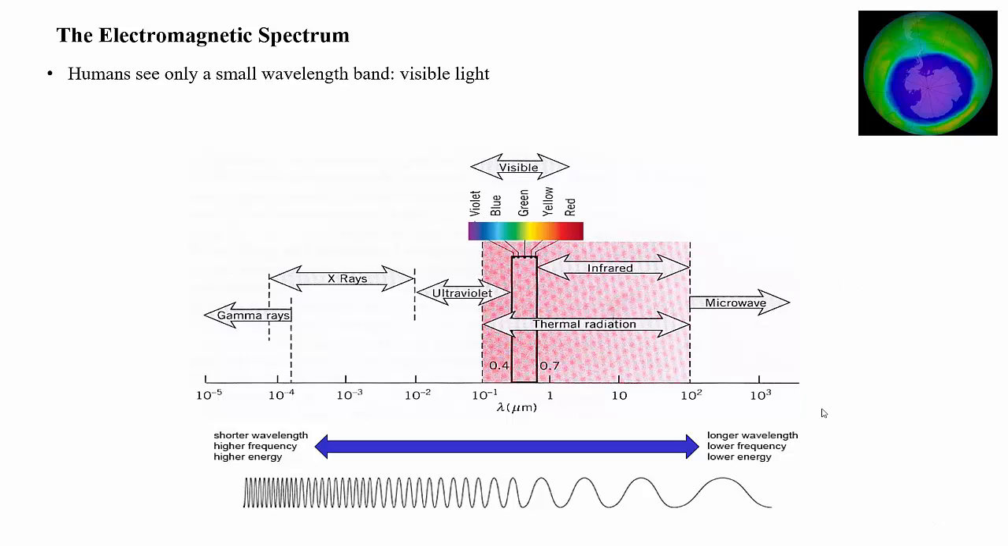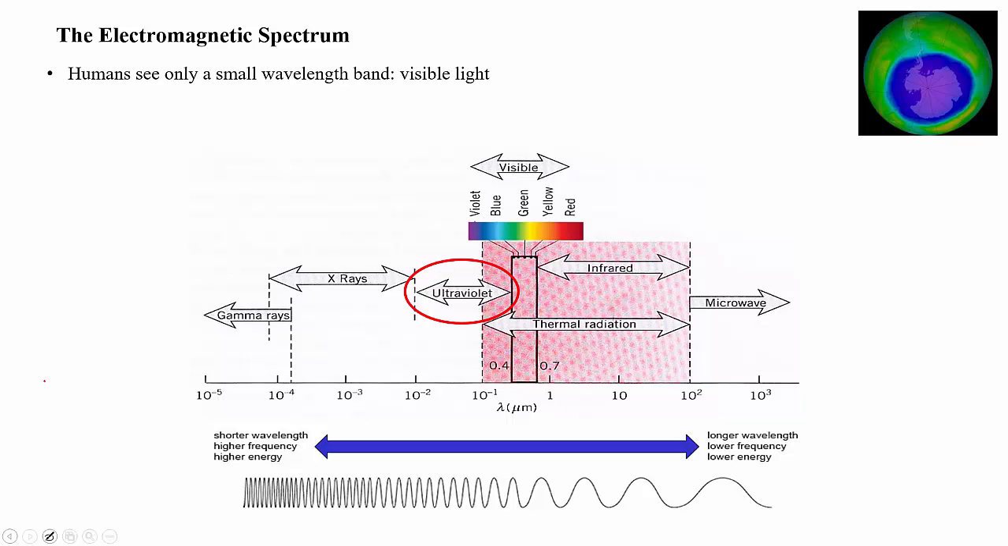This is another refresher slide from Chapter 4. We talked about the electromagnetic spectrum in Chapter 4 when we were talking about thermal radiation. The purpose of this slide is to remind you about ultraviolet radiation, which is critical to today's discussion. This slide shows the full electromagnetic spectrum.